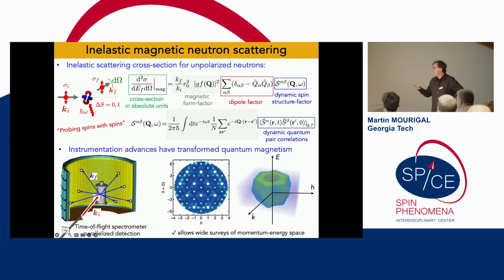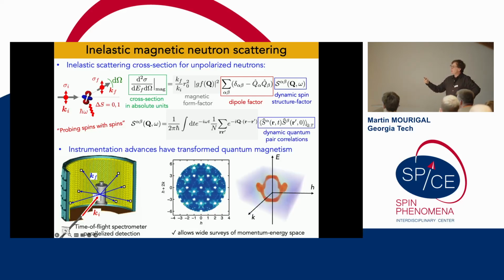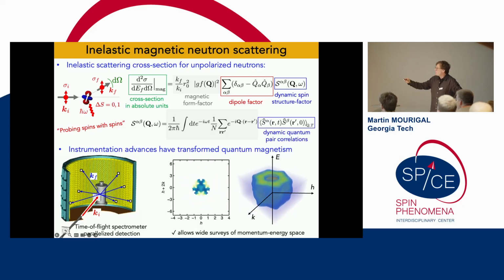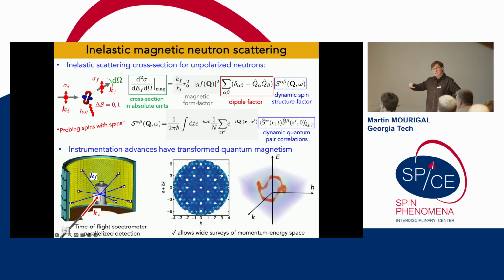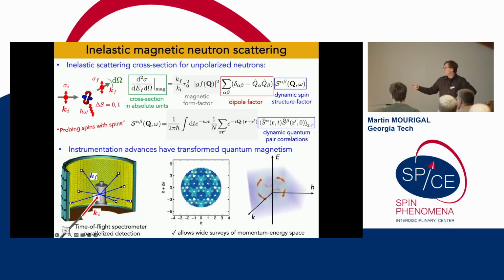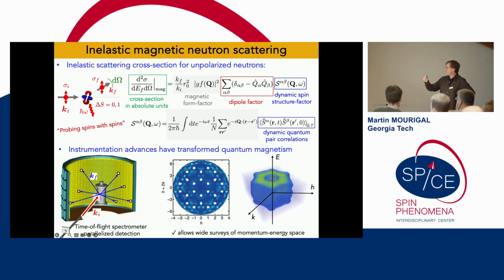And what has really changed the game is the emergence and the understanding of how to do experiments on machines we call time-of-flight spectrometers. So now instead of having one detector, you have millions of pixels that detect the neutrons. So this is a massively parallelized detection of where the neutrons are going. And then, if you rotate the sample and you use the time of flight of the neutrons to understand energy transfer, with one single parameter that you scan, you're essentially doing a four-dimensional momentum energy space map.